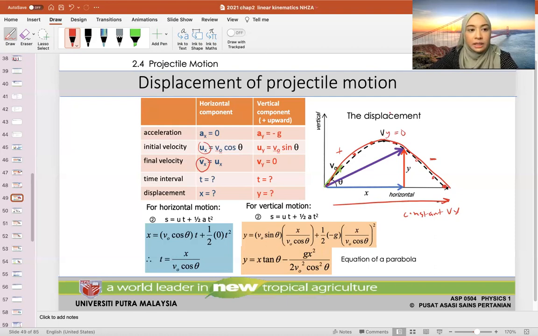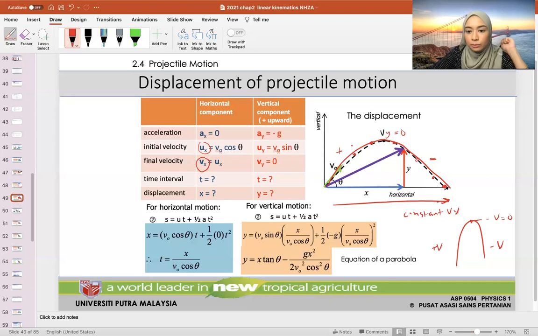Dia tak adalah stop lama, dia macam momentarily or instantaneous punya equal to 0 tu sekejap je, macam split second. So naik, become 0, negative. Sama macam free fall tadi, V positive, going upwards, V equals to 0 and then V negative.